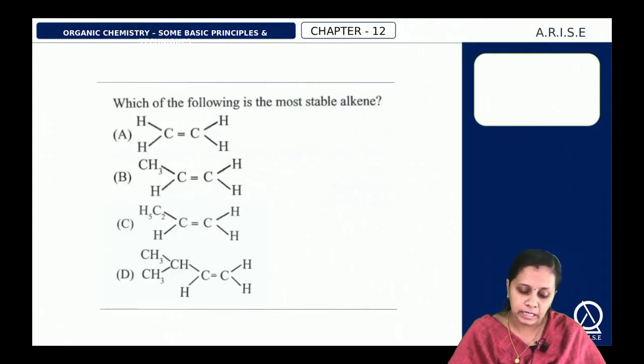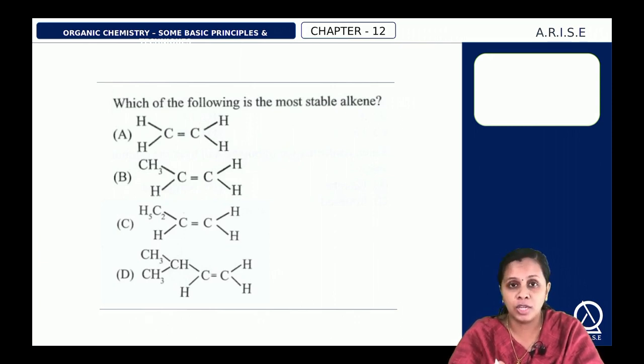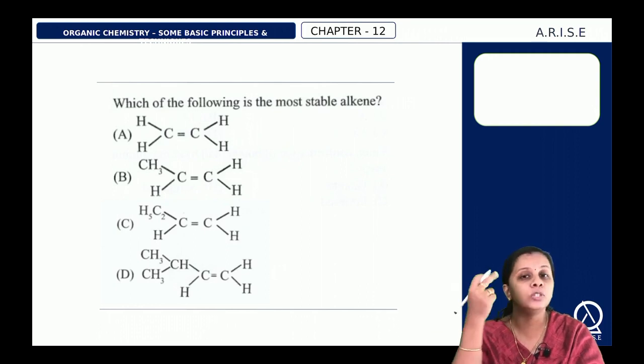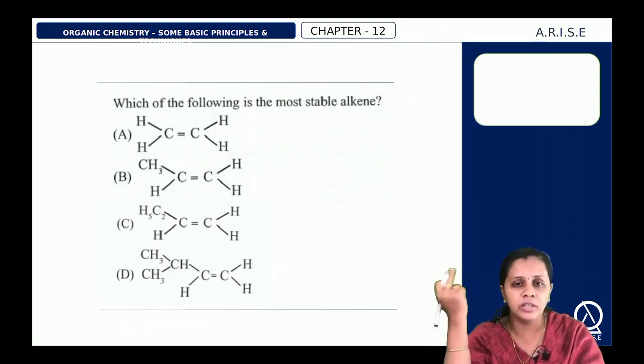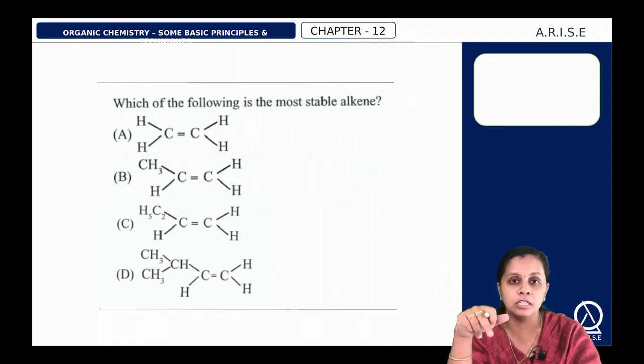Now moving on to the next question. Which of the following is the most stable alkene? Alkene stabilization can also be considered by hyperconjugation, because hyperconjugation is also possible in alkenes. Greater the number of hyperconjugative structures, greater will be the stabilization. That is also based on the number of alpha hydrogens. Alpha hydrogen means the double bonded carbons are the considering carbons, the neighboring carbon atoms will be considered as the alpha carbon, and the hydrogen present on it is known as what?